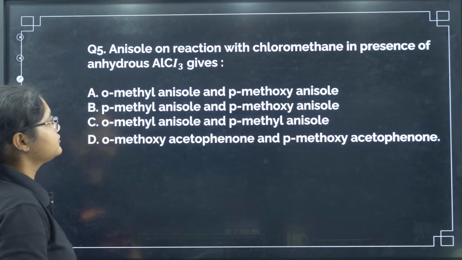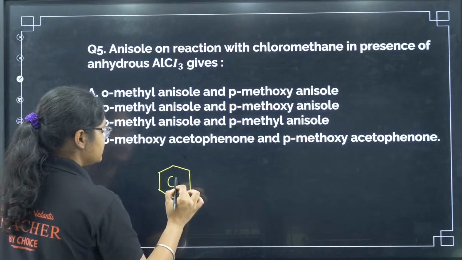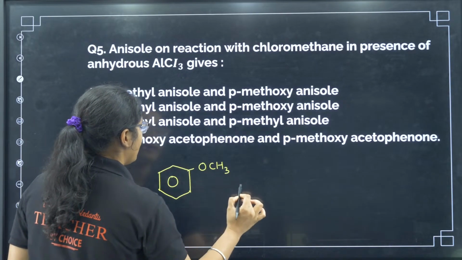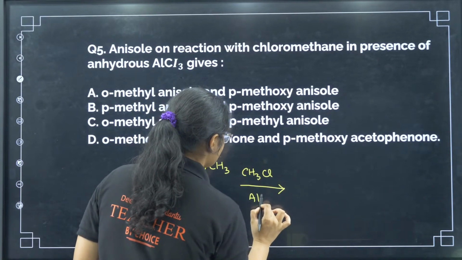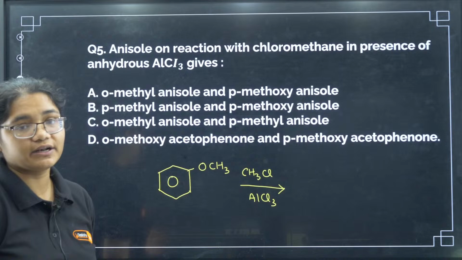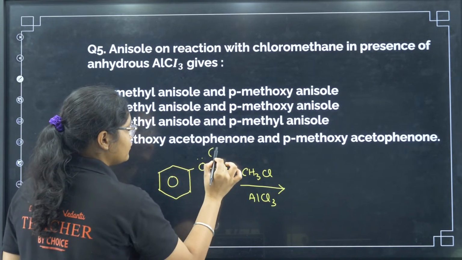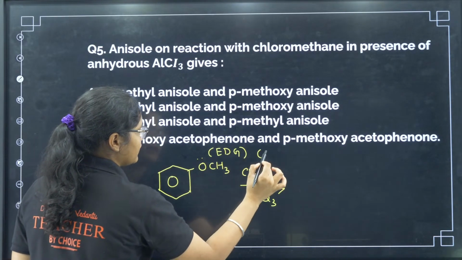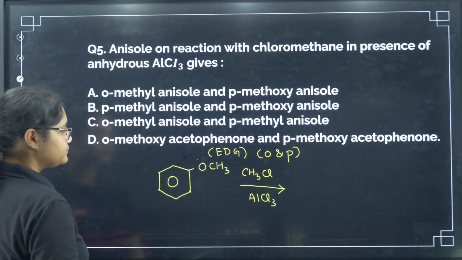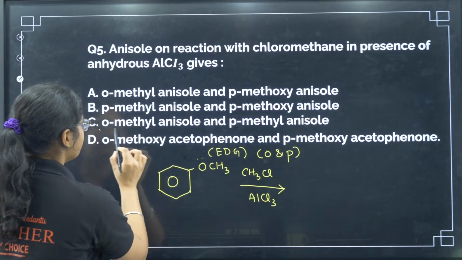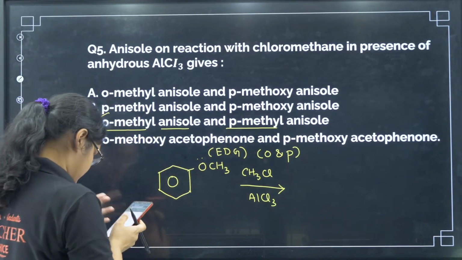Next question number 5, anisole on reaction with chloromethane in presence of anhydrous AlCl3. So anisole is what? OCH3 group, and when you react it with chloromethane, that is CH3Cl, in presence of AlCl3, which reaction is this one? Friedel-Crafts alkylation reaction, right? This one is an electron donating group, and if it is an electron donating group, it is an ortho and para directing group. So what will be the product here? Ortho-methyl anisole and para-methyl anisole. So option number C. Yes, all of you have given the correct answer here.